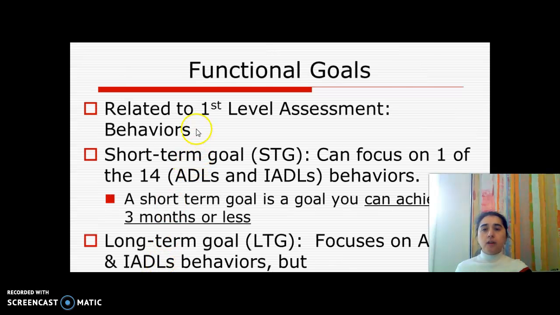Goals. A goal is supposed to relate to level 1 assessment, to behavior, short-term and long-term goals. It should focus on one of the 14 ADLs and IADLs. Keep in mind the difference between long-term and short-term goals is that a short-term goal is 3 months or less. A long-term goal is more than 3 months. It has to be written in a way that the patient will, because you're writing it as a goal, in future tense.